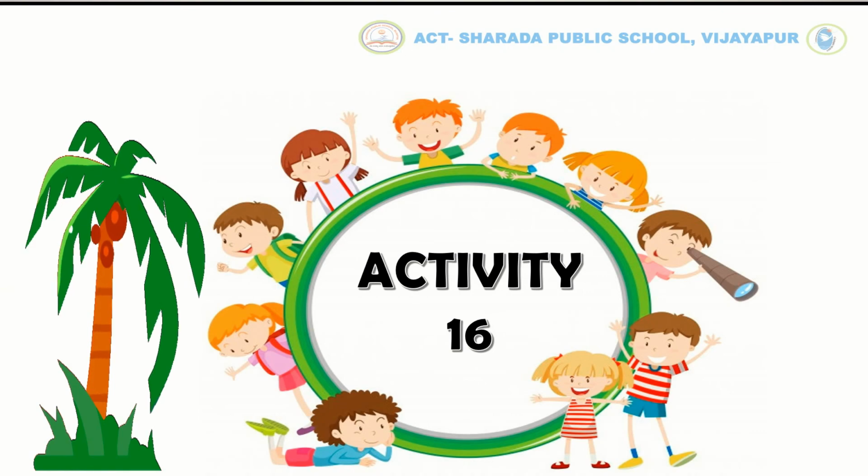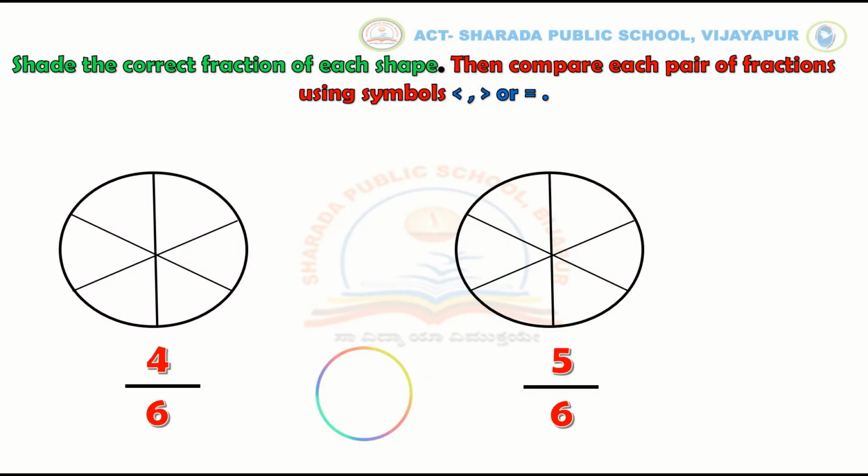Let's move to activity 16. Shade the correct fraction of each shape. Then compare each pair of fractions using the symbols less than, greater than, or equal to. Children, color this figure by 4 by 6 fraction and color this by 5 by 6, and use the symbols less than, equal to or greater than and compare each fraction, and complete activity 16.